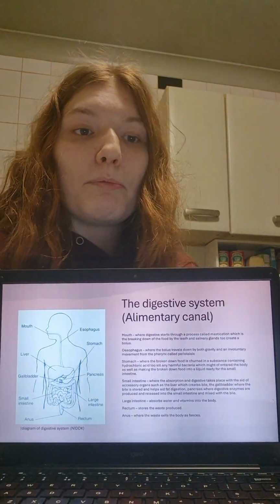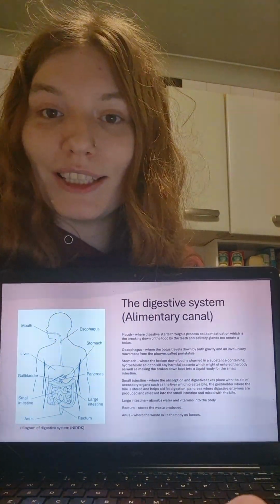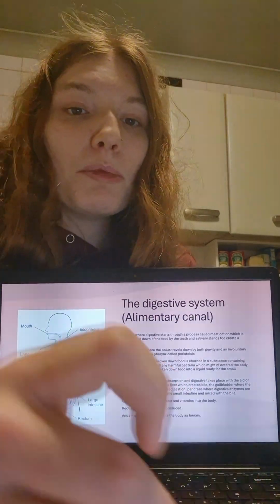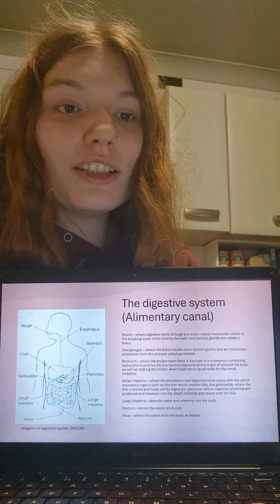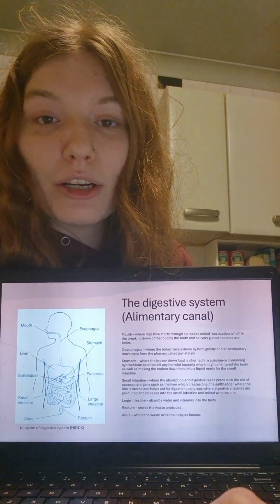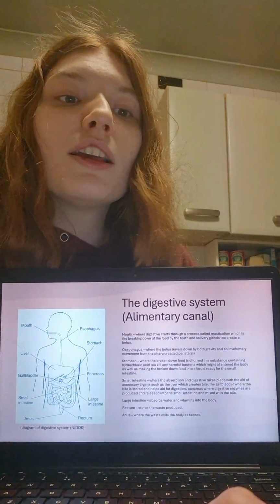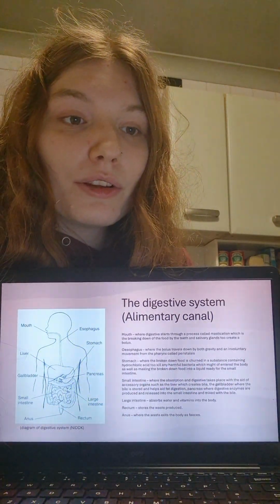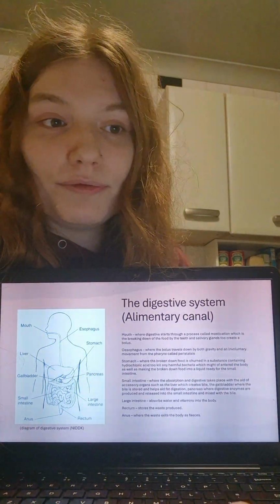This is called peristalsis. The bolus then moves down into the stomach, where the broken down food is churned into a substance which contains hydrochloric acid, which helps kill any harmful bacteria which may have entered the body. This also makes the broken down food into a liquid ready for the small intestine.